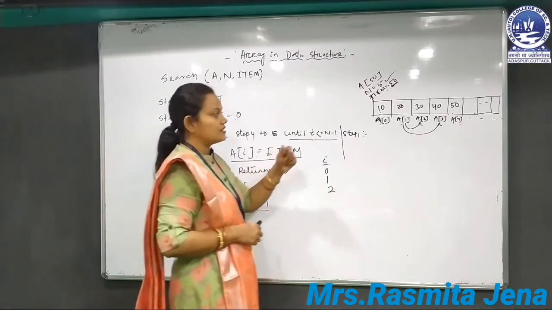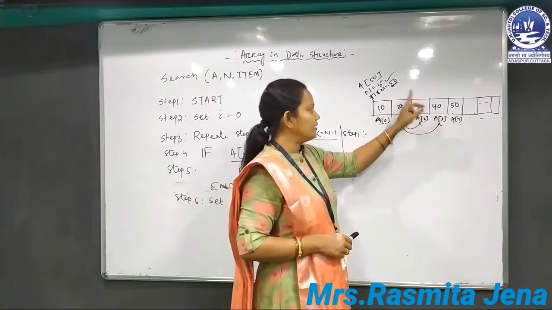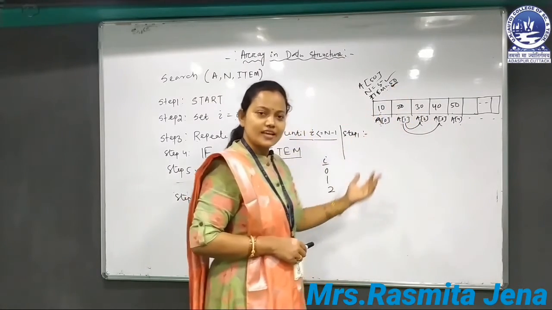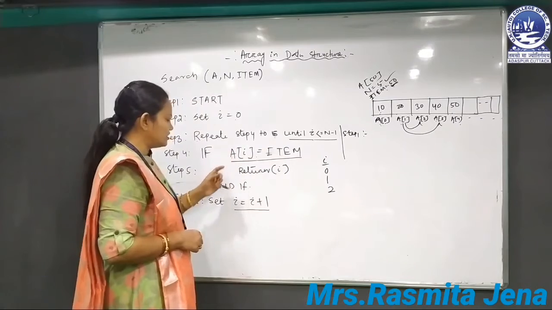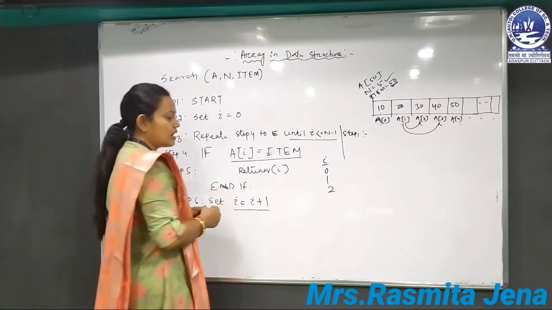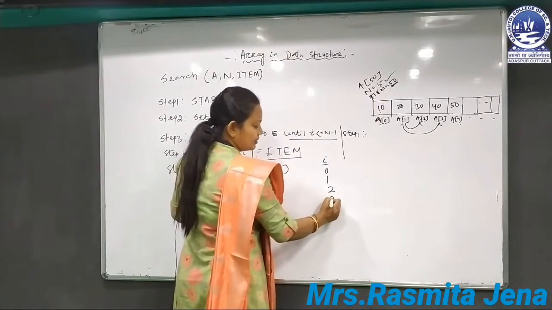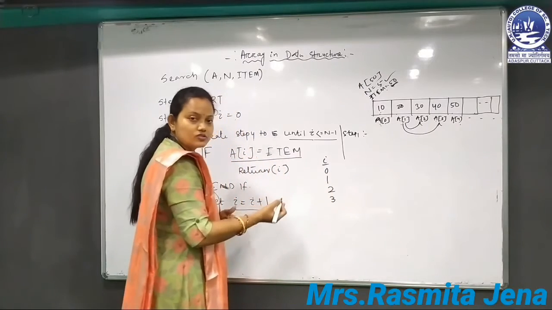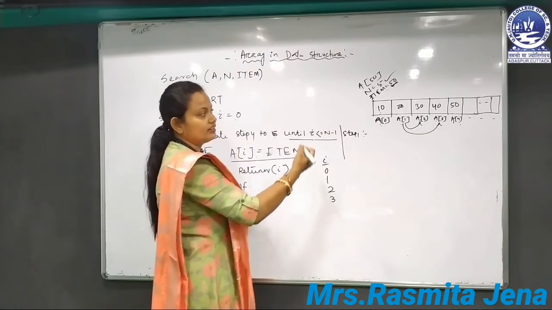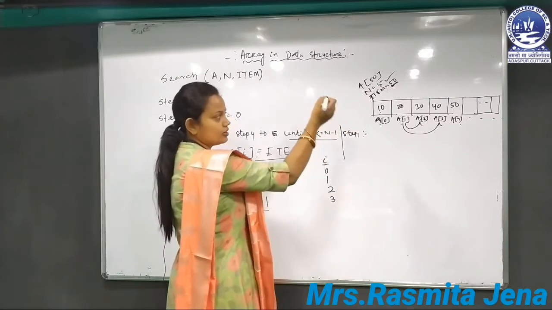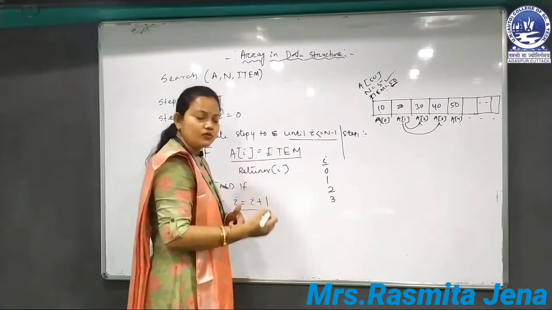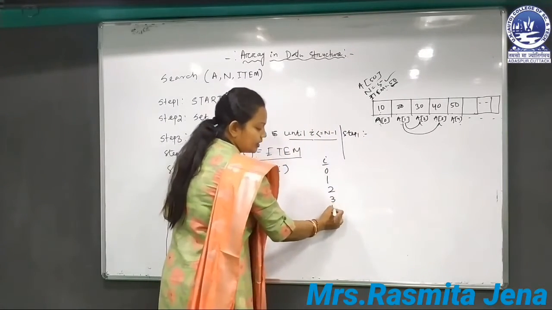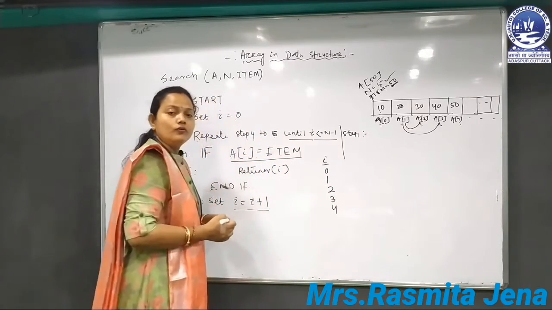We will check the condition, A of 2 is 30 and item is 50. So this condition is again false, and we will go from this location to this location. In the same way, we will increment I by 1. Suppose I becomes 3, and when I is incremented to 3, we will again compare A of 3 equals to item. The condition is again false, and we will again increment, I equals to 4.